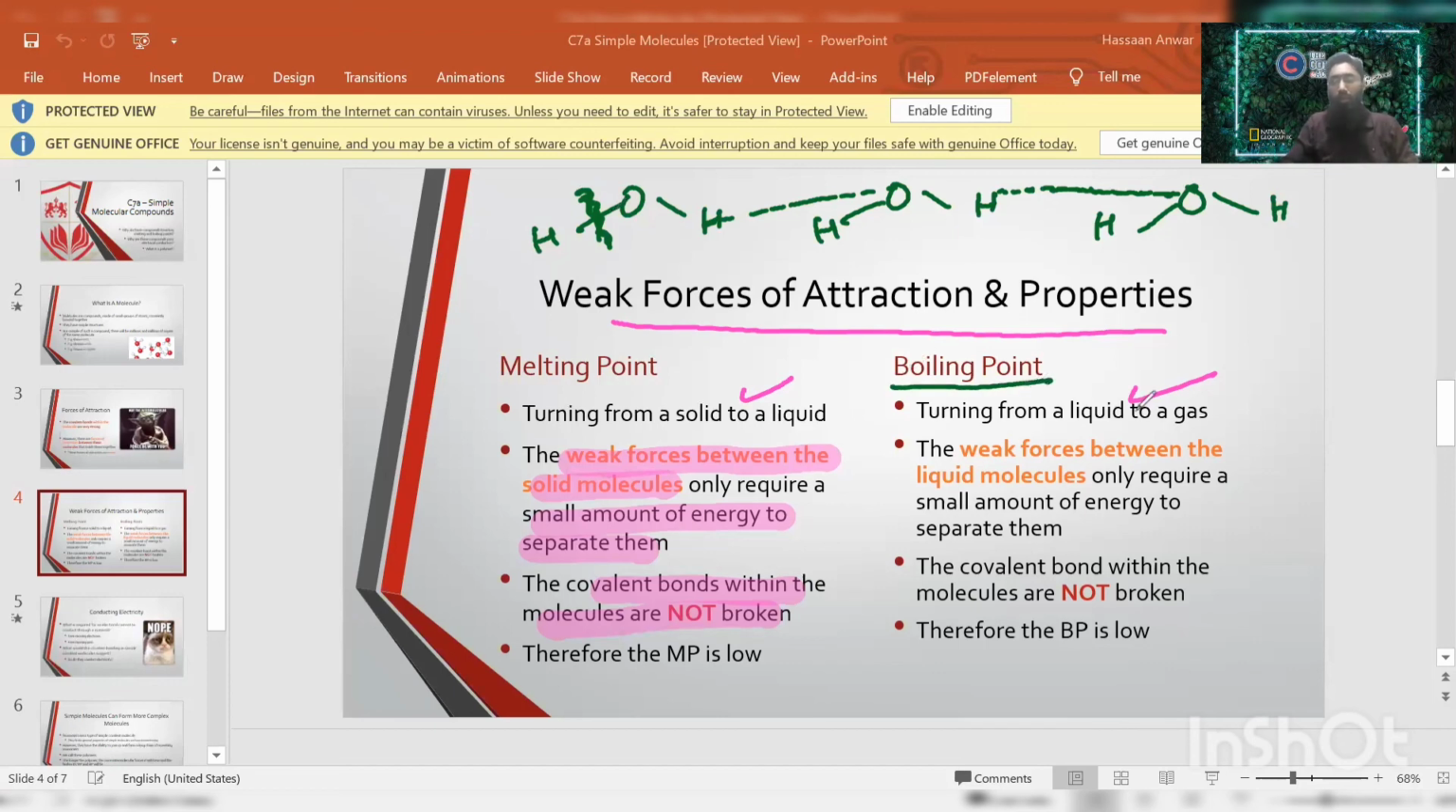Then going towards boiling point, turning from liquid to gas, the weak force between the liquid molecules only requires a small amount of energy. The covalent bonds within the molecule are not broken, therefore it has a low boiling point.